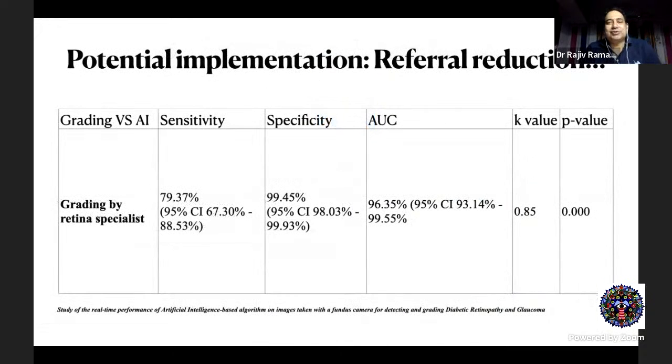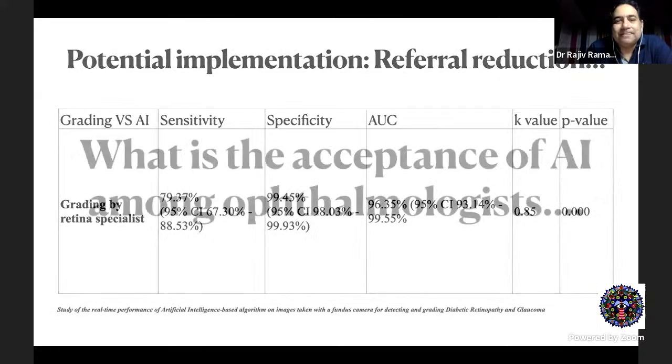We also tried using another AI algorithm which can detect both the suspicious glaucomatous disc and diabetic retinopathy. And we thought, can we reduce the referrals by using this? So in the glaucoma clinic, we used the ground truth of the retina specialist, and in the retina clinic, we took the ground truth of the glaucoma specialist. Very successfully, it could detect the diabetic retinopathy. That means we can really reduce the referrals in these two clinics.